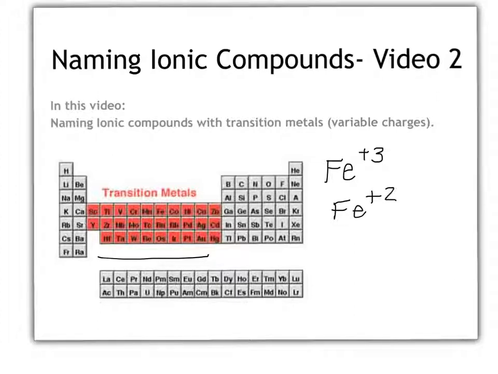A friendly reminder, although zinc and silver are highlighted in red here, they do have a constant charge and aren't really considered necessarily to be transition metals with variable charges. Zn is always with a charge of +2, and silver always has a charge of +1. So let's move on and look at some examples.